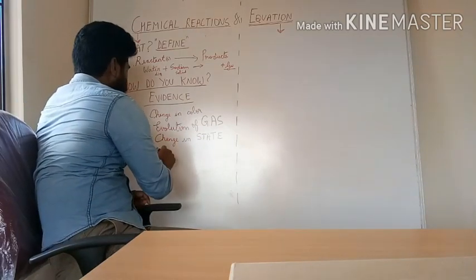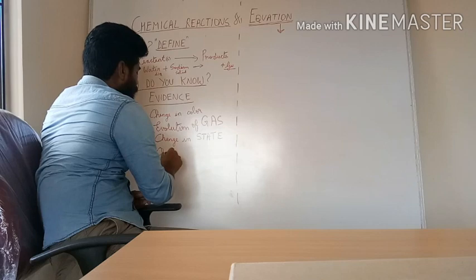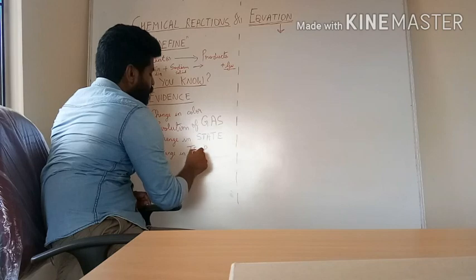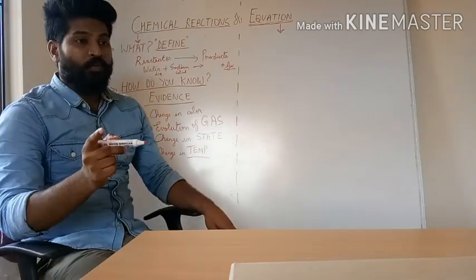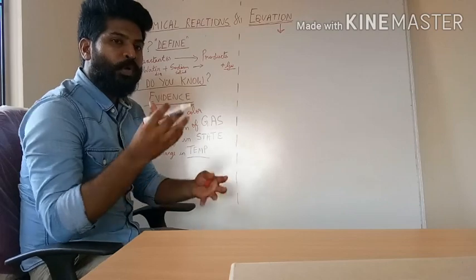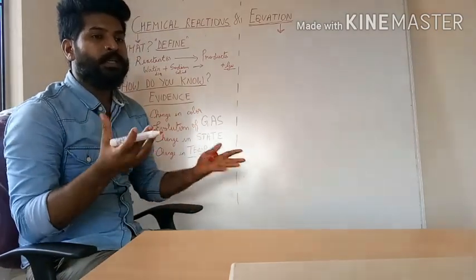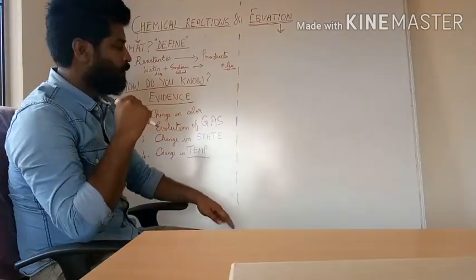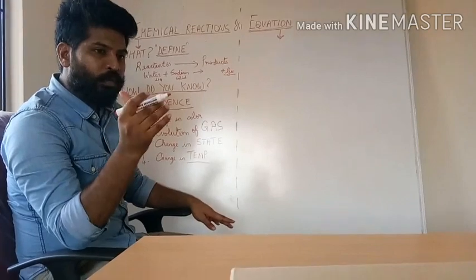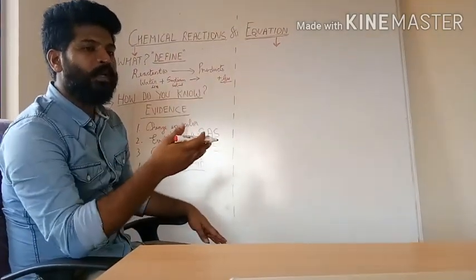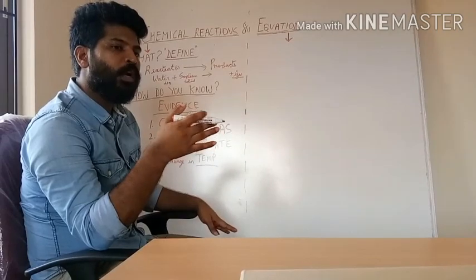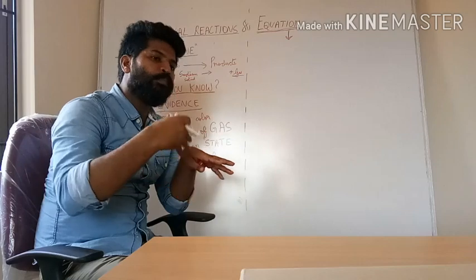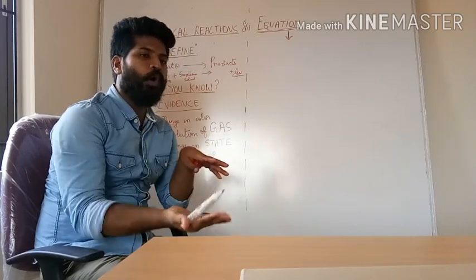Then we have, there could be a change in temperature. Change in temperature. For example, this particular reaction produces a lot of heat. It is an exothermic reaction. We will discuss about this in the next class. So in this particular reaction, if you touch the outer surface of the beaker, you would find that the beaker would have become hot. That means during the reaction, heat is produced, heat has evolved.